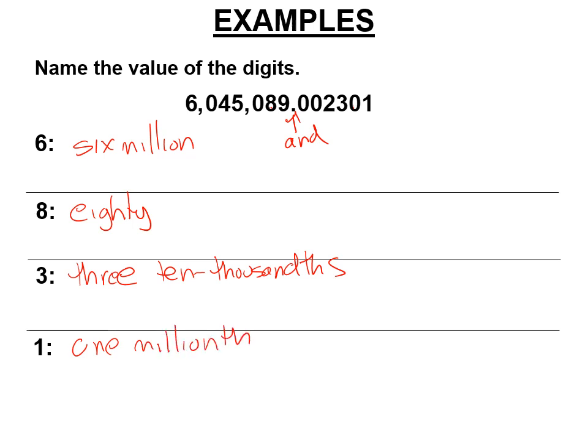So if you had to write that number, you would write 6,045,089 and 2,301 millionths, right? Because it ends in the millionths spot.